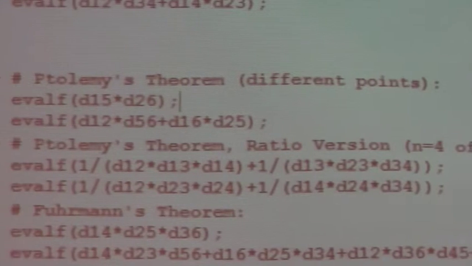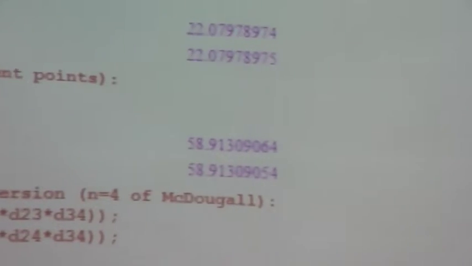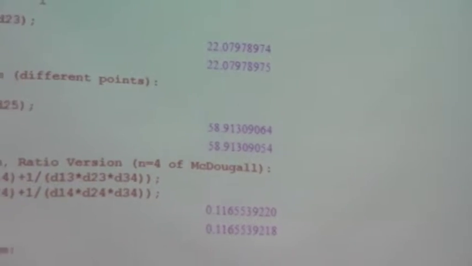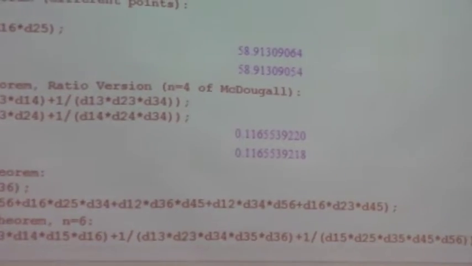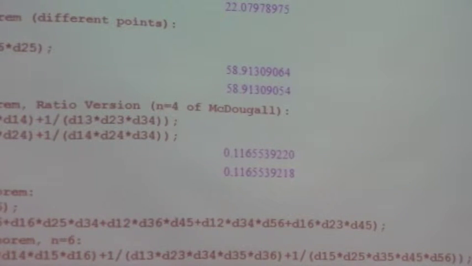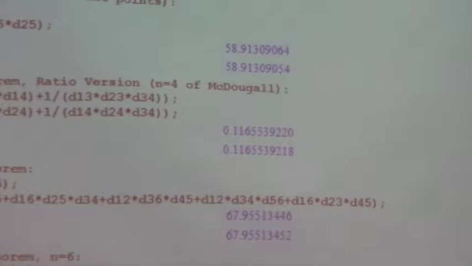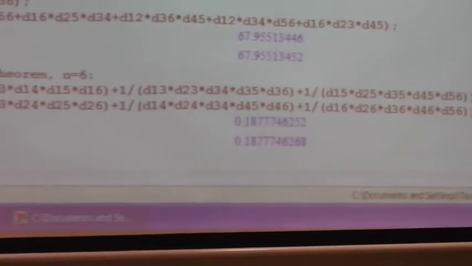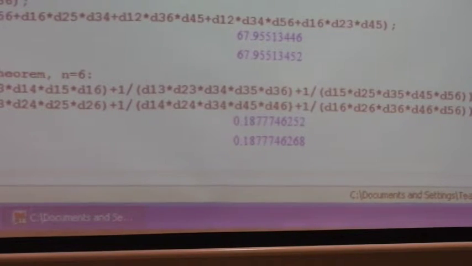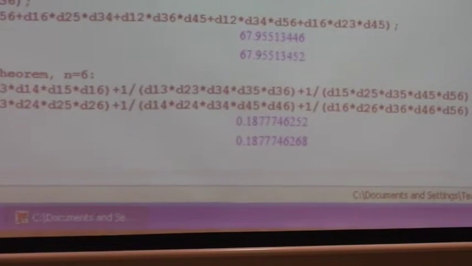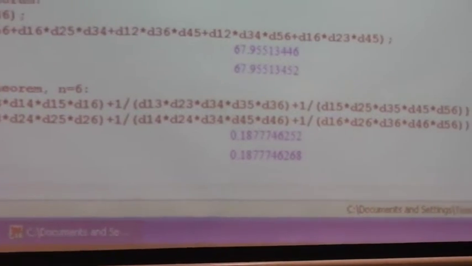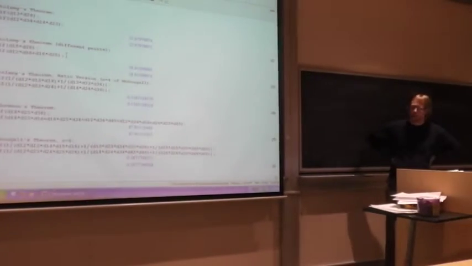We might as well play around with some different points, check it again, so it still holds. Let's check the ratio version. So this is the n equals 4 version of McDougall's theorem, still nice and close. Furman's theorem, McDougall's theorem in the case n equals 6. All the way down, we are getting essentially the exact same answer, only differing in the last digit or two. So this provides very strong evidence that yes, these theorems are going to hold appropriately in the Minkowski plane.